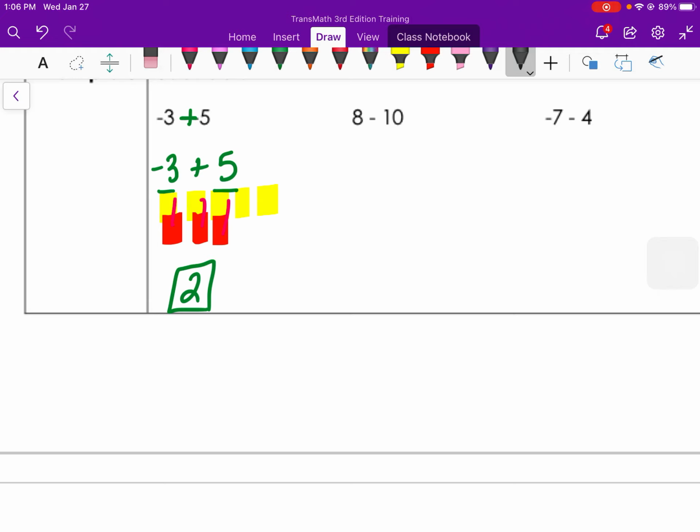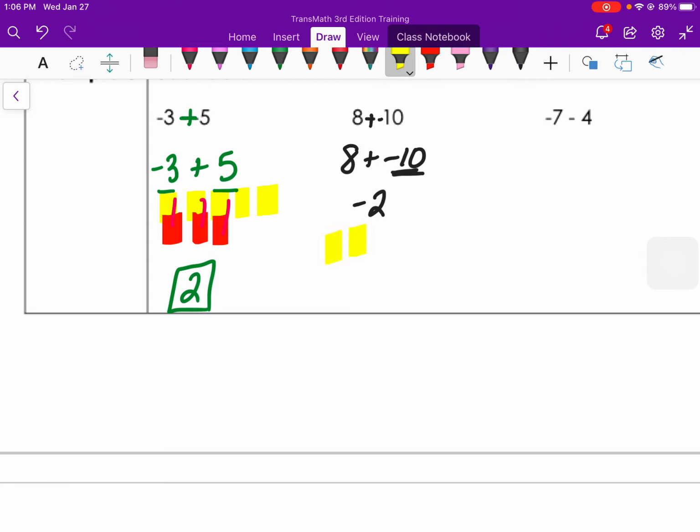8 minus 10 will be the same thing as 8 plus negative 10. So changing it to adding the opposite. And then the signs are different again. So the difference between 8 and 10 is 2. 8, 9, 10. And it's negative, the negative one is bigger. So our answer should be negative 2.